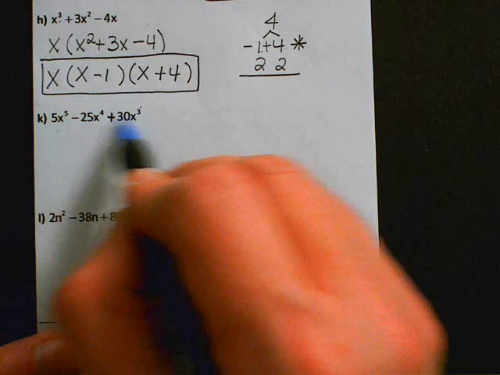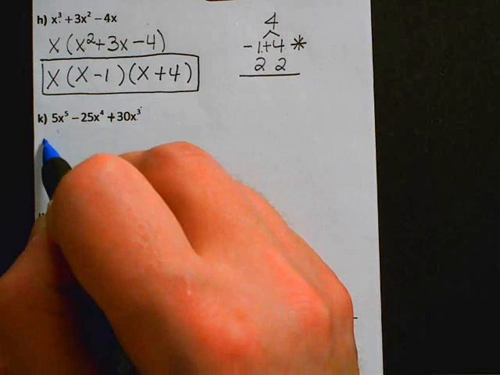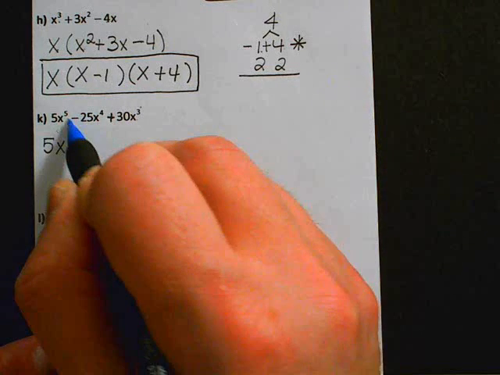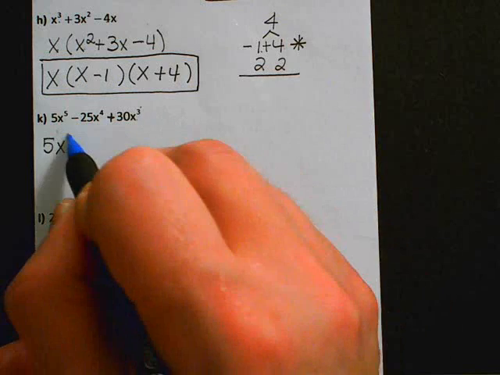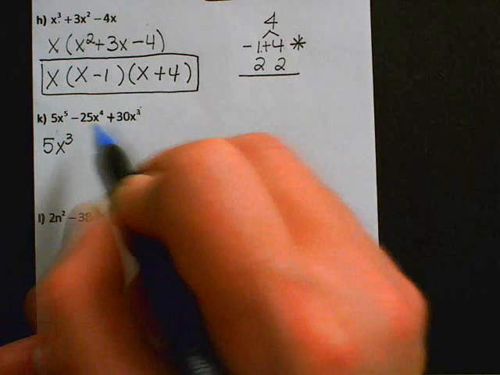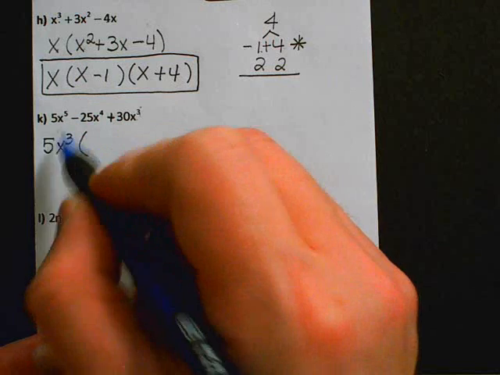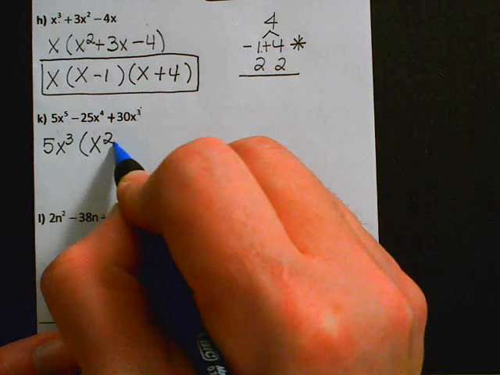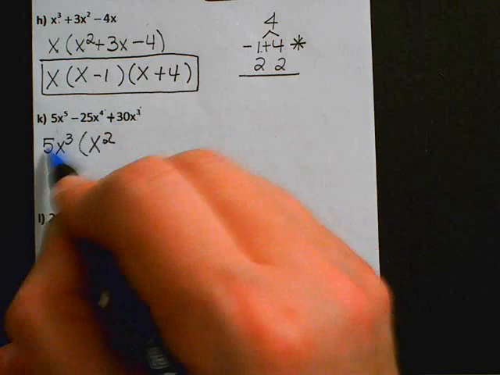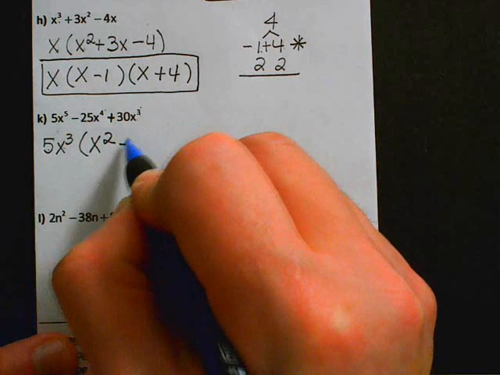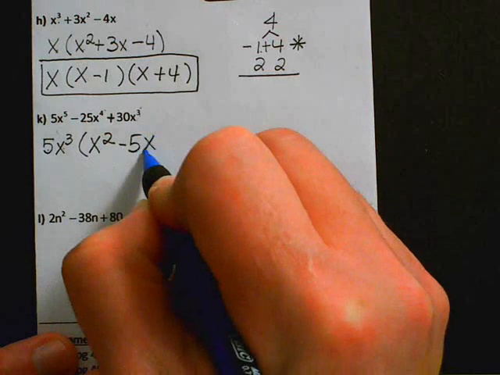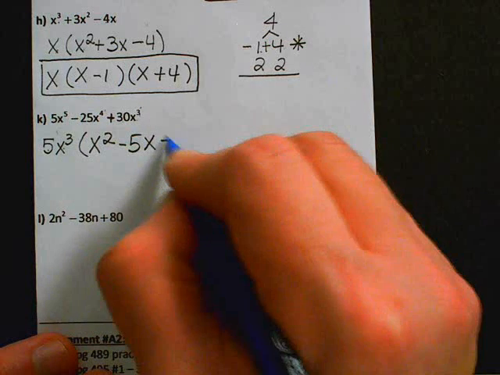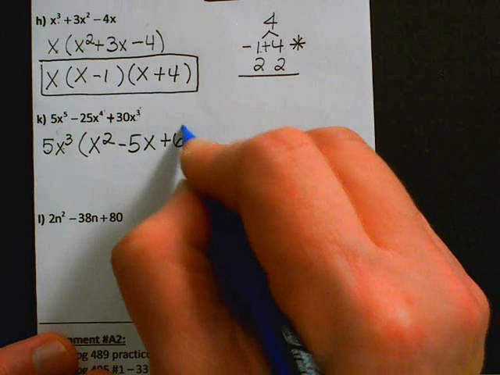Can I factor anything from all three? And the answer is yes. So let's factor out a 5. And also I can factor out x, and I can factor out 3x's because that is the smallest exponent. By doing that, for the first term, I get x squared. Negative 25 x to the 4th divided by 5x cubed is negative 5x. Positive 30x cubed divided by 5x cubed is positive 6.